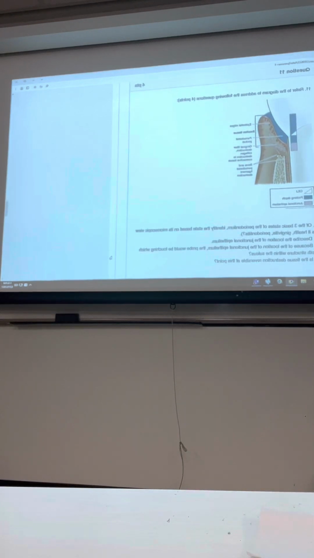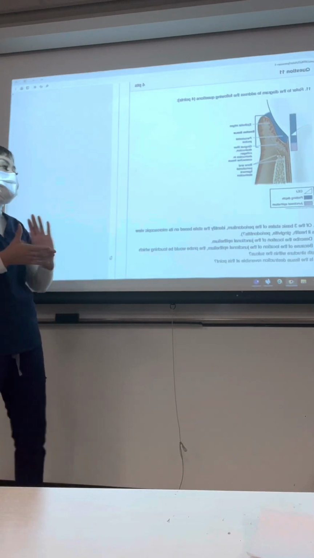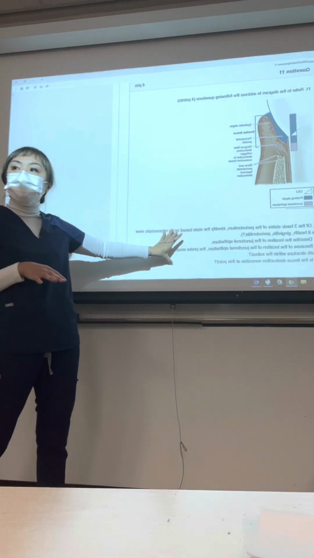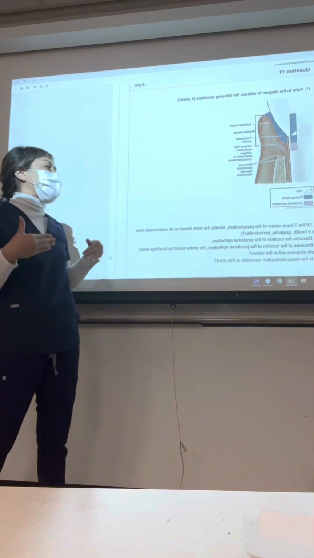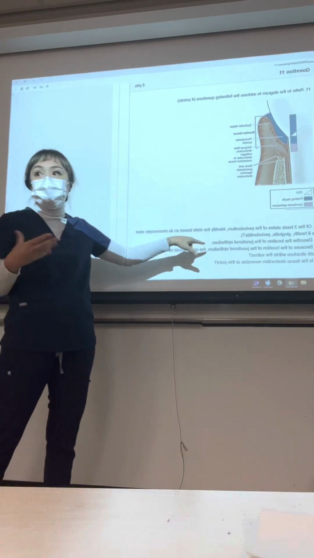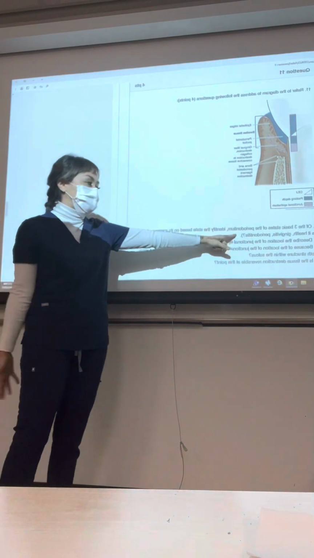Number 11, okay, this was our first fill-in, I believe. Of the 3 basic states of the periodontium, identify the state based on its microscopic view, obviously. Periodontitis, okay? So for some of us, I don't know if we didn't read this brief down here, but you were supposed to answer A, B, C, D, okay? So look out for that for the fill-ins to answer specifically what I'm asking for. So if you wrote A, periodontitis, perfect. I even gave you options here, right?